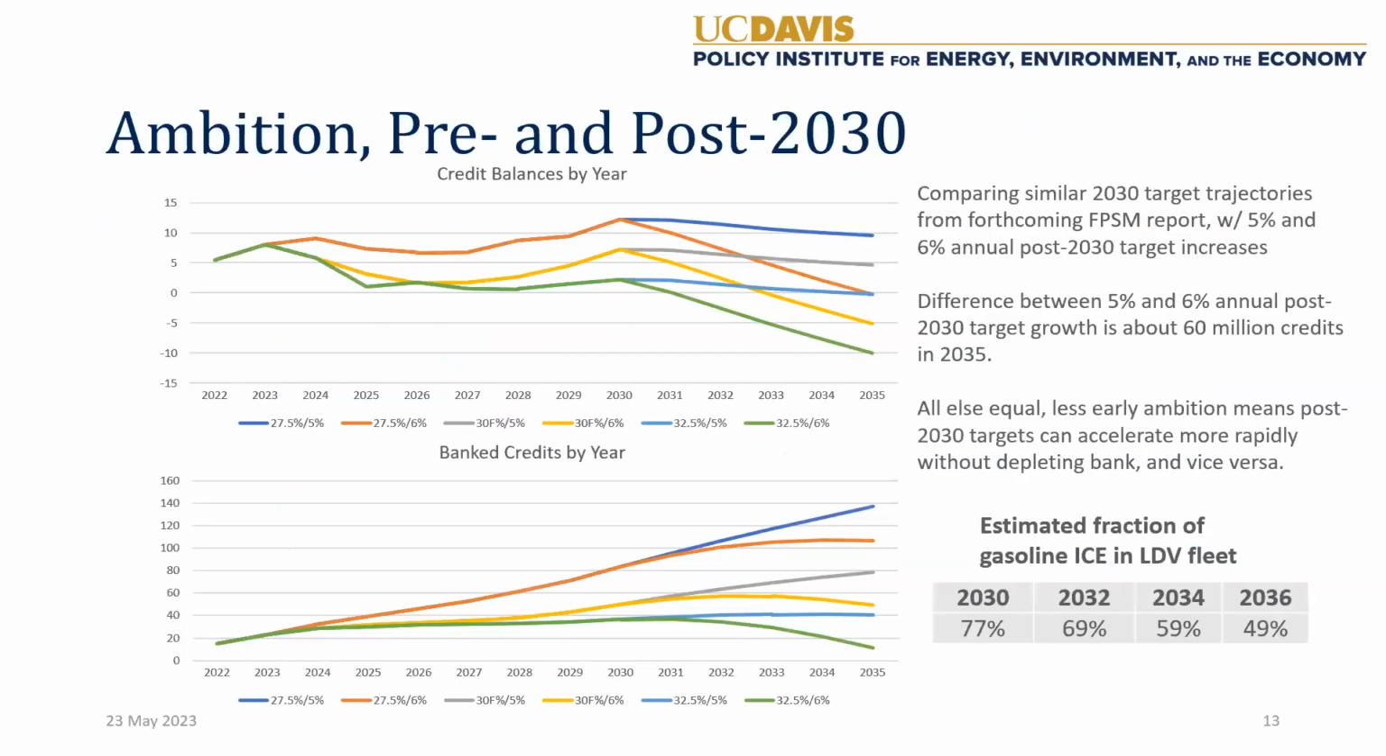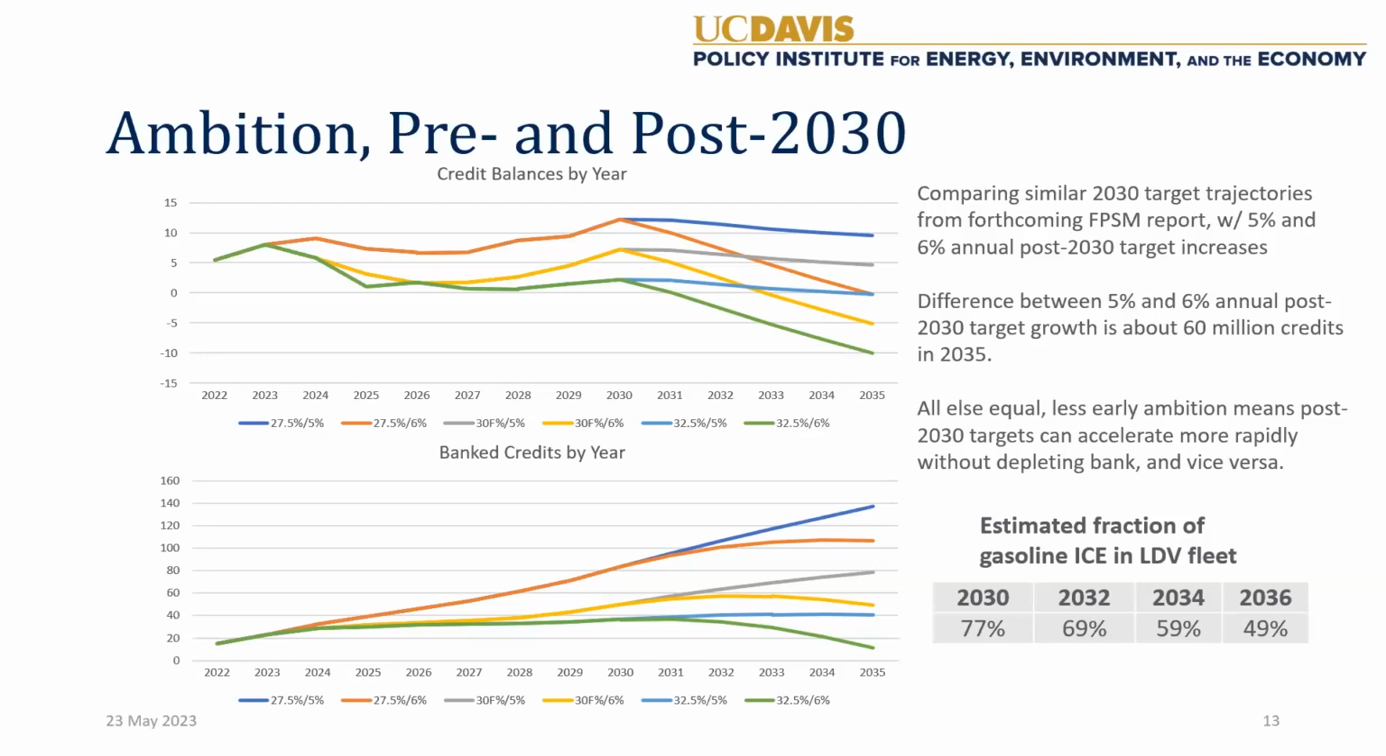So, a last couple thoughts on ambition. These are our graphs that are going to be in the report that we're releasing. We're looking at the differences in pre-2030 and post-2030 ambition. So we're looking at 27.5, 30F, which is a front-loaded 30%, and a 32.5% trajectory. And then varying whether we take 5% per year or 6% per year increases after 2030.